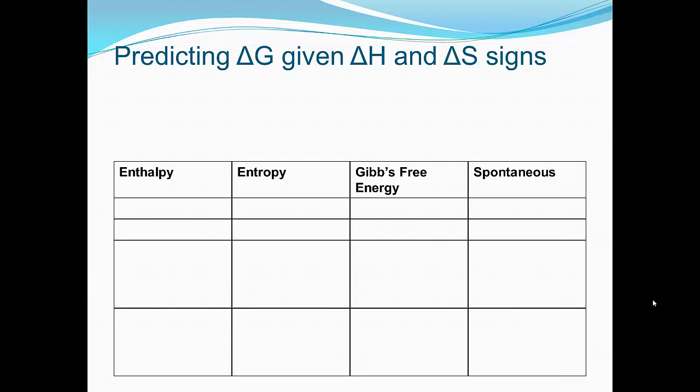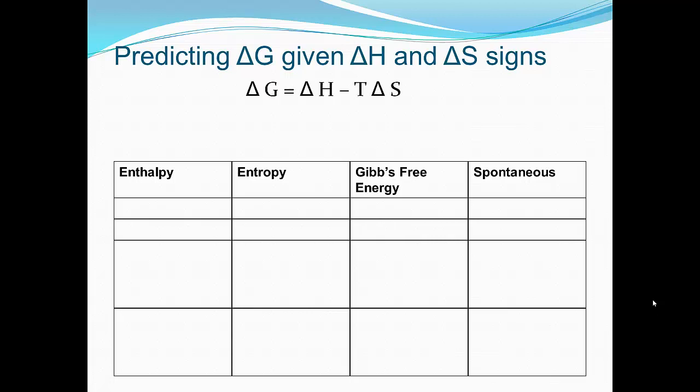So we need to be able to predict the sign of delta G given the delta H and the delta S signs. This means we should be able to predict whether a reaction will be spontaneous or not based on what we're given about our delta H and delta S. In your textbook, they'll give you ways to calculate delta S by giving you delta S standard of formation, kind of like the delta H calculations we've already done.